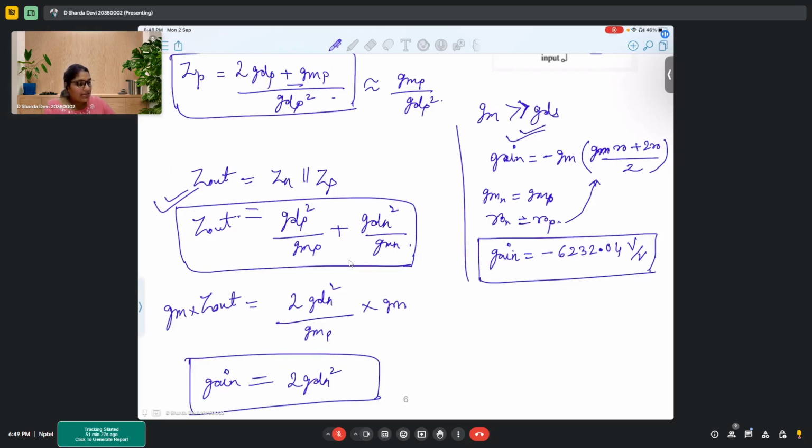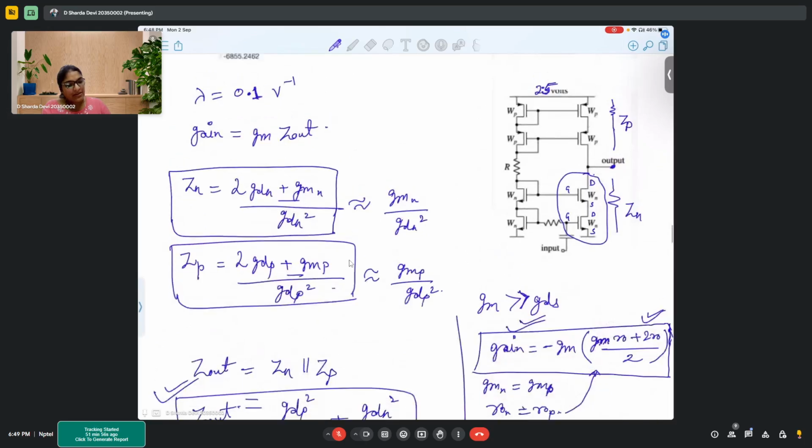But again, it's more or less similar, just a slight difference will be there. So this particular formula is from the lecture. If you have gone through the lectures properly, you might have come across this formula in the lectures. And this is like the general formula of gain, that is GM into Z out.